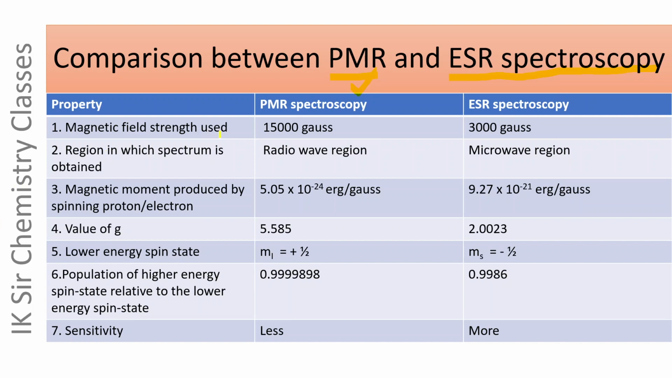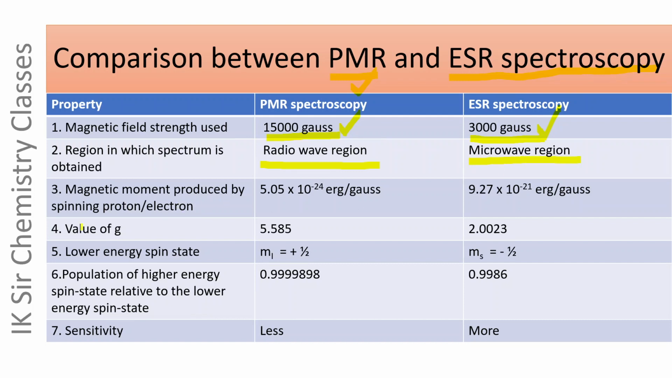Magnetic field strength used in PMR spectroscopy is about 15,000 Gauss, while in ESR spectroscopy it is 3,000 Gauss. 15,000 Gauss is a higher magnetic field applied in PMR spectroscopy in comparison to the 3,000 Gauss magnetic field strength applied in ESR spectroscopy. Region in which a spectrum is obtained: the PMR spectrum is obtained in the radio wave region of the electromagnetic spectrum, while the ESR spectrum is obtained in the microwave region.